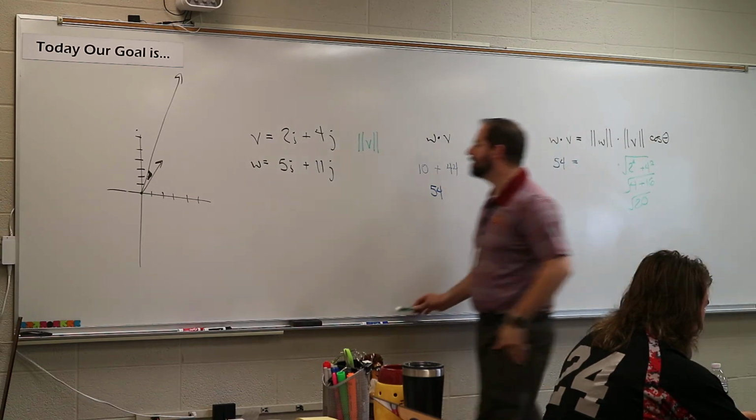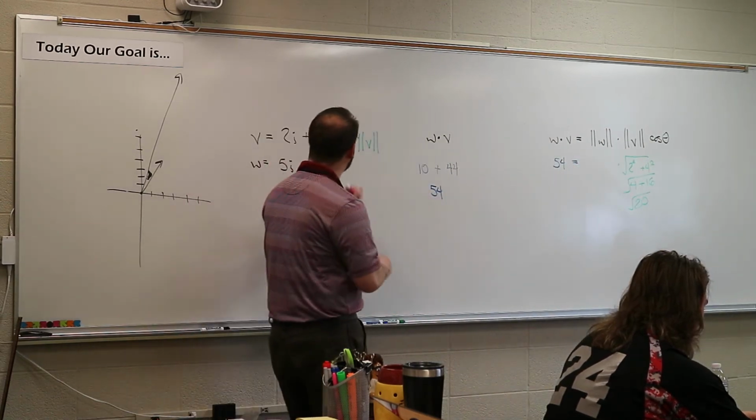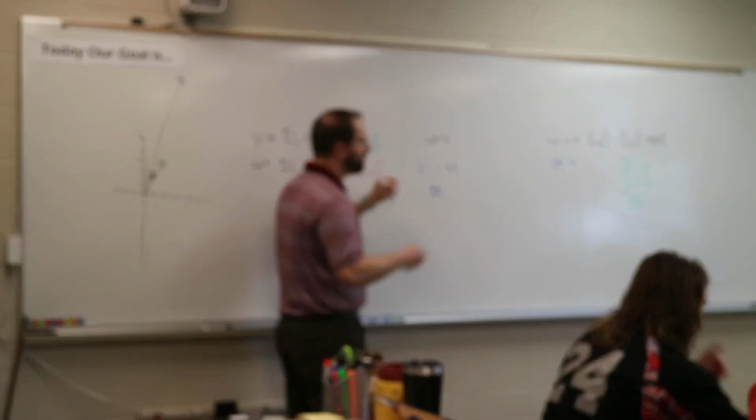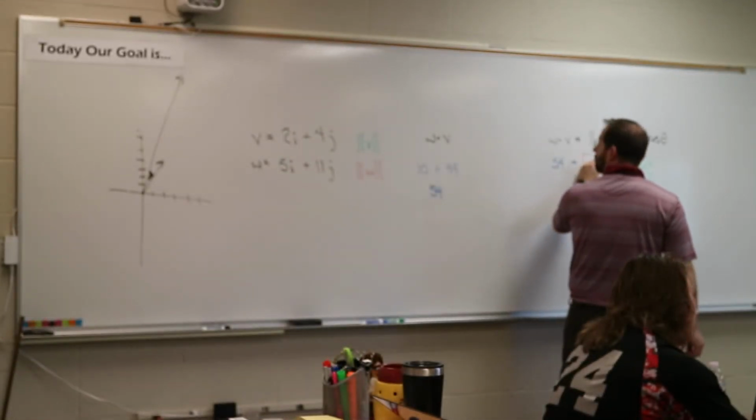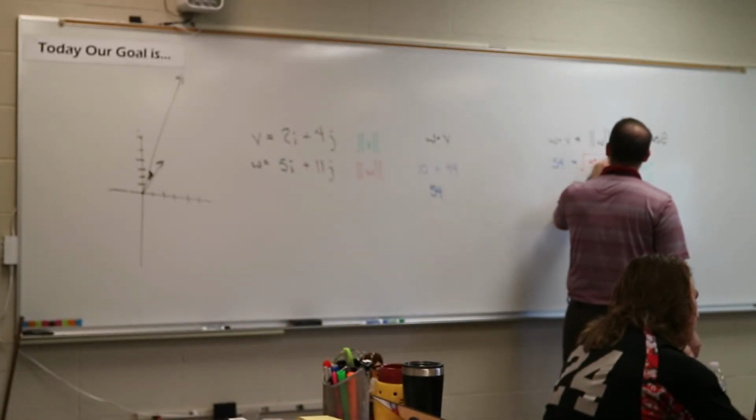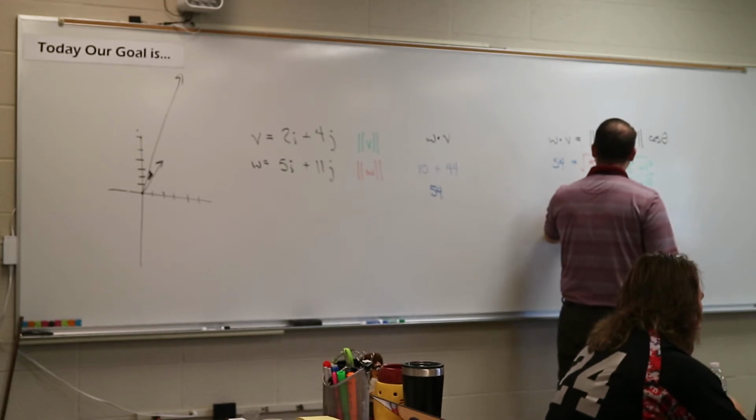Doing the w part, finding the magnitude of w, that's the length of w. You square both of these numbers and add them together. So the magnitude of w is 5 squared plus 11 squared. 25 plus 121.